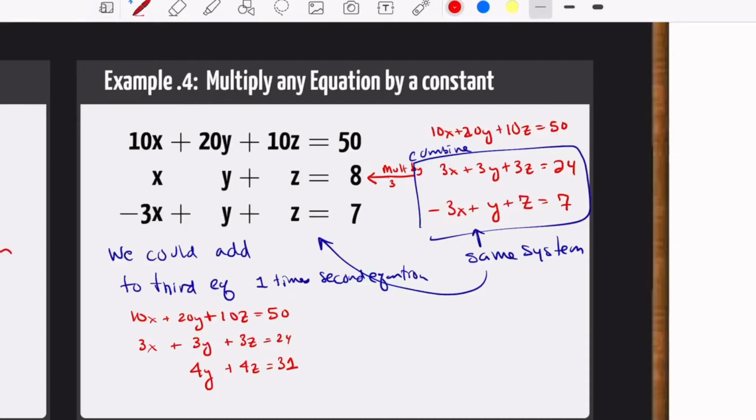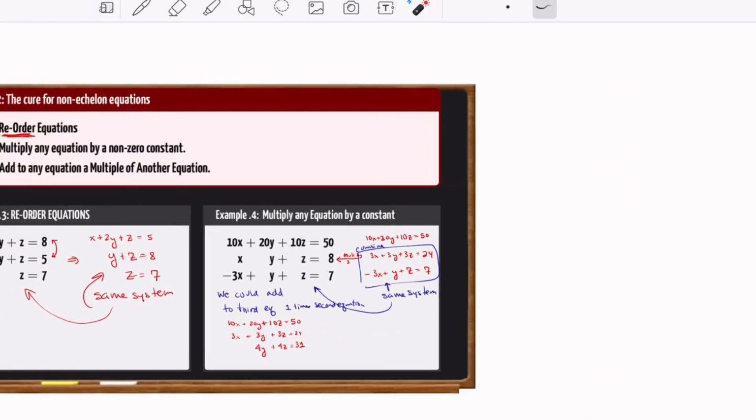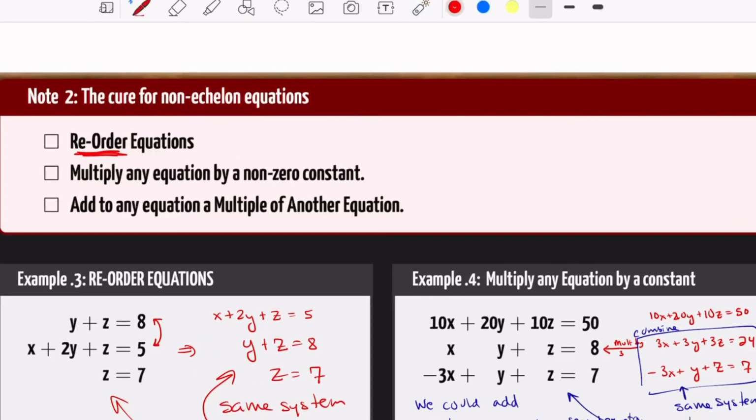Okay. And of course, that's kind of nice. It's got a little bit more of an echelon feeling, right? So by making these type of little tweaks, you could, in theory, keep modifying this equation, making small little tweaks until you get to the echelon form, like this. And that would be nice. And so we summarize here the things that you can do. These are the tweaks that would cure the non-echelon equations, right?